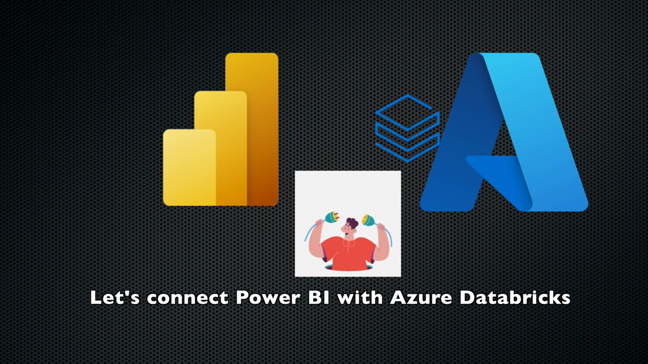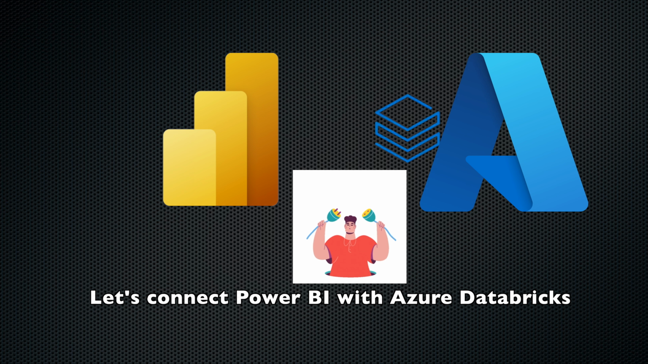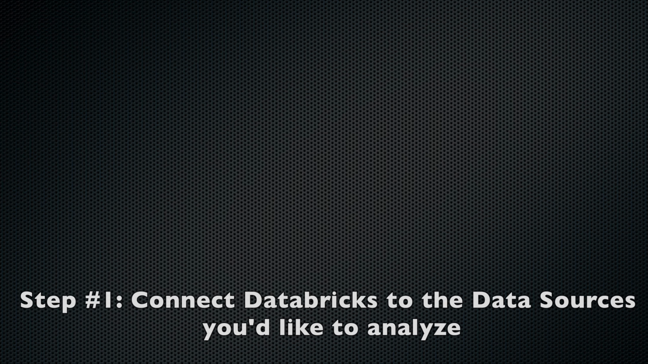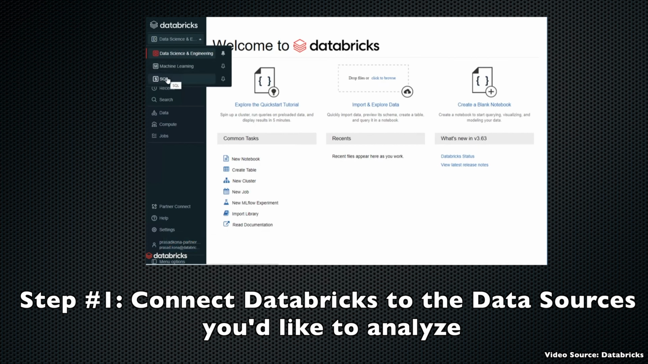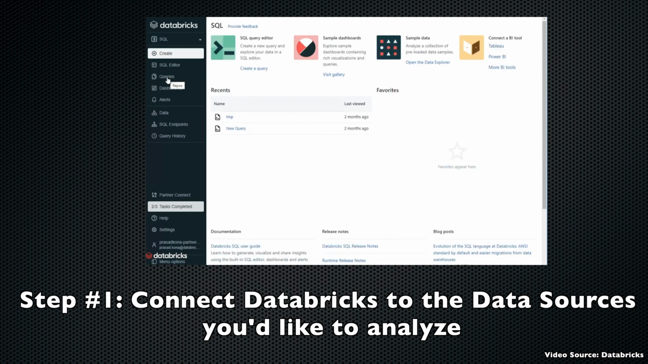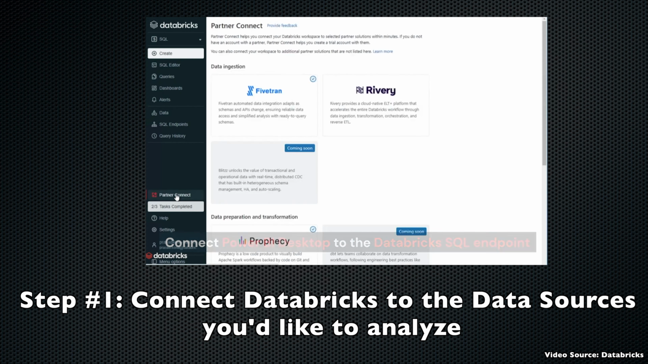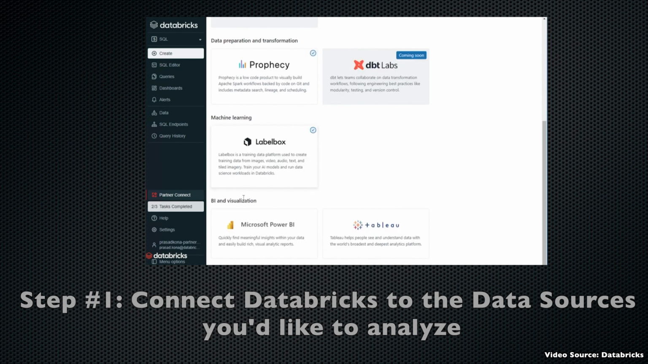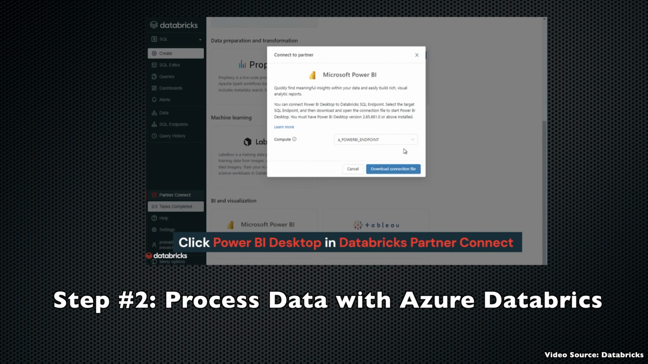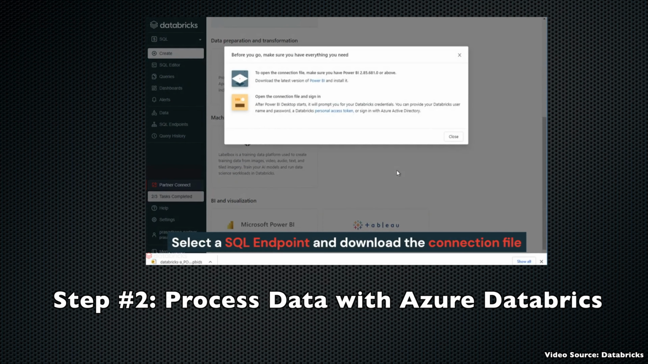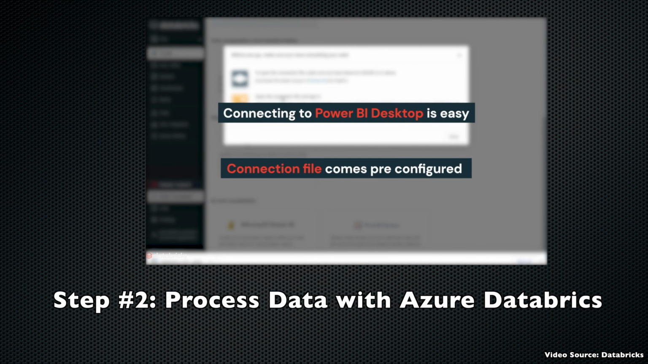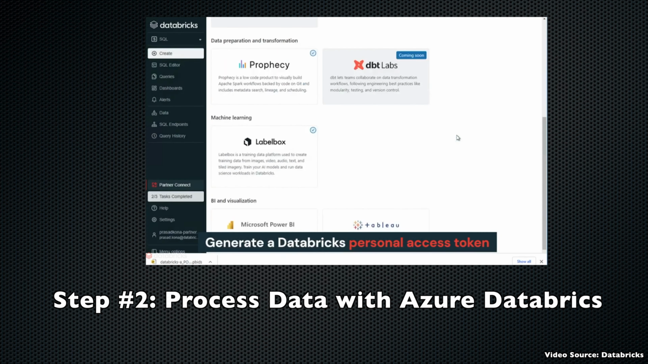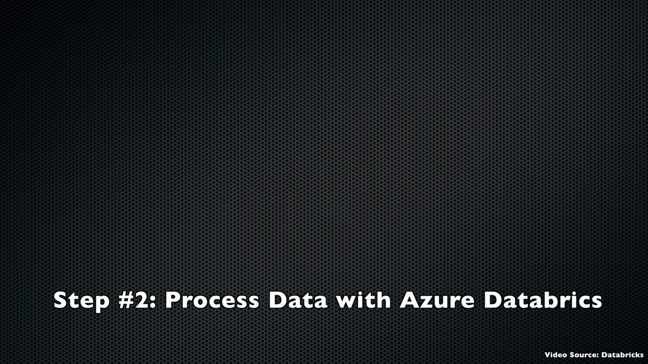Now, there are steps to follow when performing advanced data analytics using Azure Databricks and Power BI. The first step is to connect Azure Databricks to the data sources you want to analyze. Azure Databricks supports a wide range of data sources including Azure Blob Storage, Azure SQL Database, and more. Step number 2 would be to process data with Azure Databricks. Once you have connected to your data sources, you can use Azure Databricks to process your data. It supports a wide range of data processing tasks, including data wrangling, machine learning, and more.